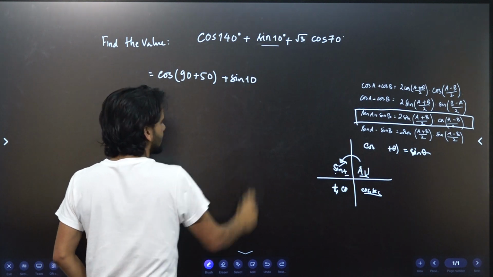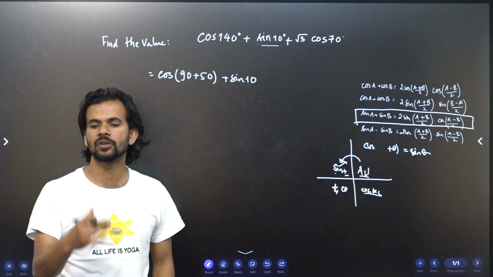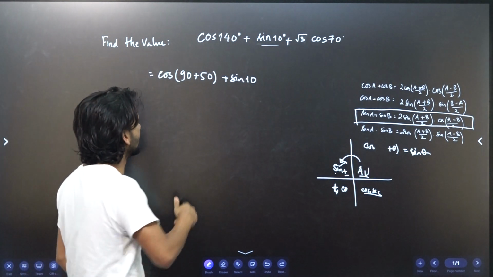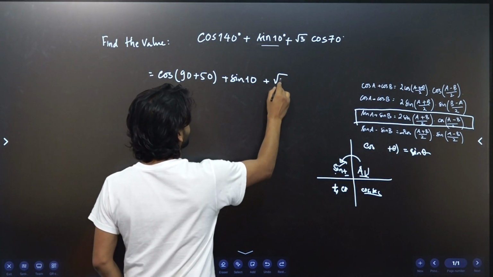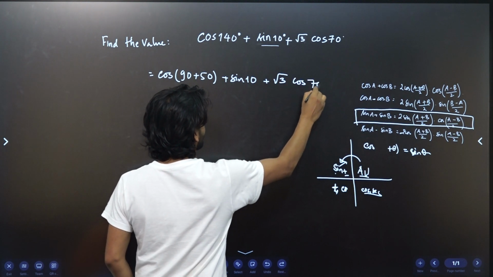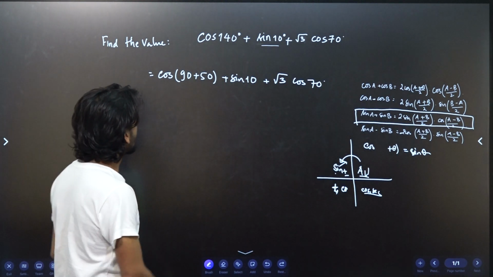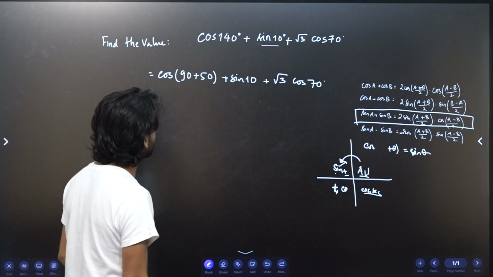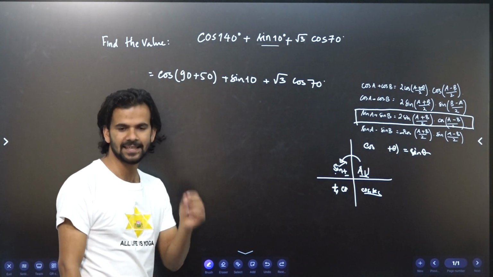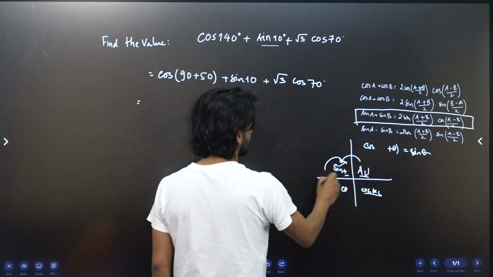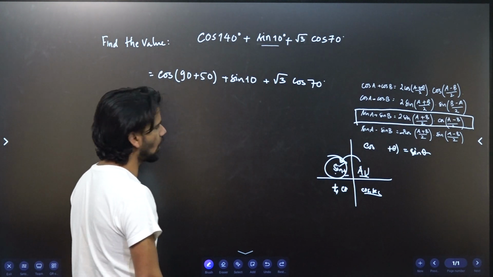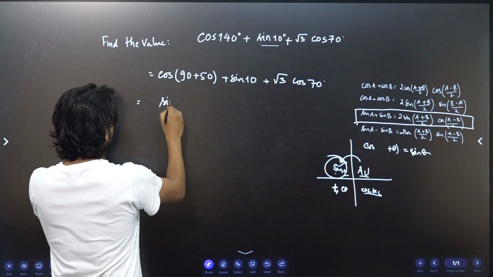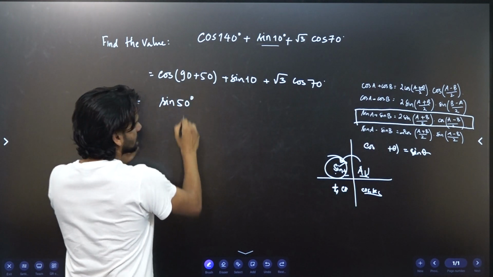This is the beauty of these periodic functions, because their value keeps on repeating. Alright. So now, cos (90 plus 50). That is to say, 90 plus 50 lies in the second quadrant, right? And 90 means it's an odd multiple of 90. Therefore, its cos changes into sine 50, right?